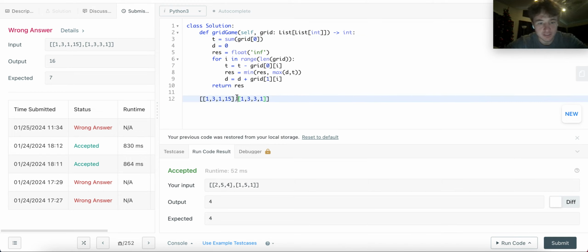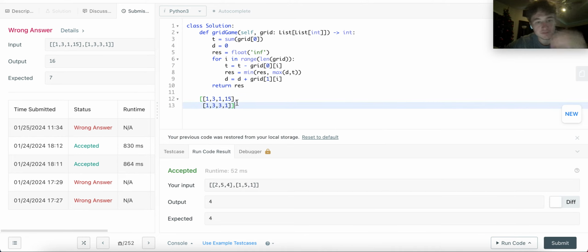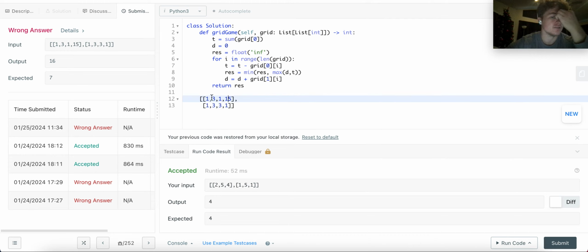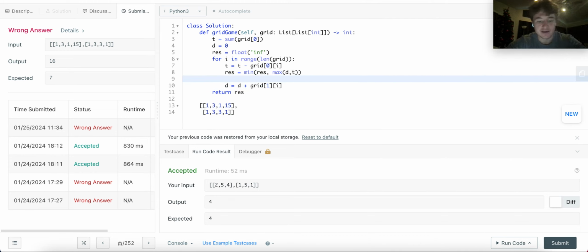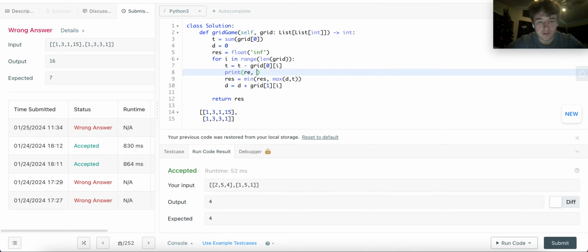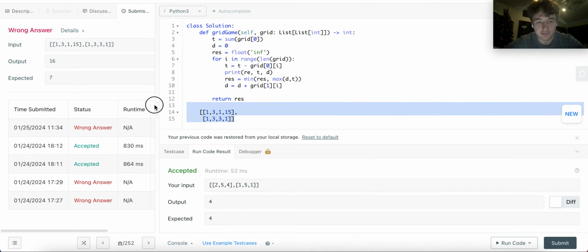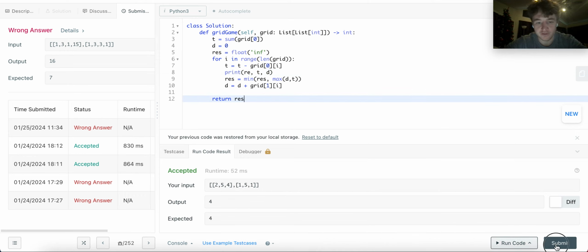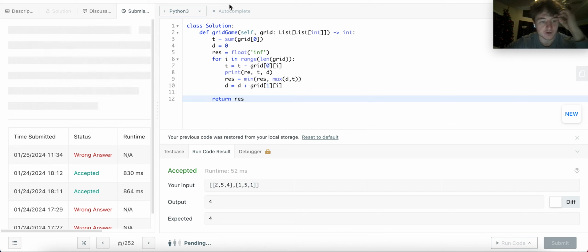All right, so in this example, it's saying 16 is the optimal it could get. But no, what if I turned here? So let's print out everything here: res, t, and d. Something here I'm messing up. It's probably very obvious, and I apologize for that, guys. Very embarrassing.